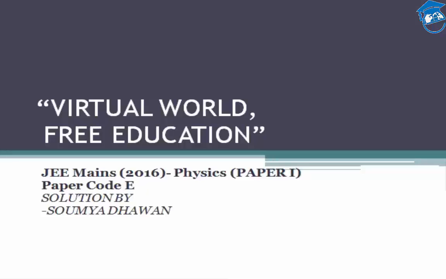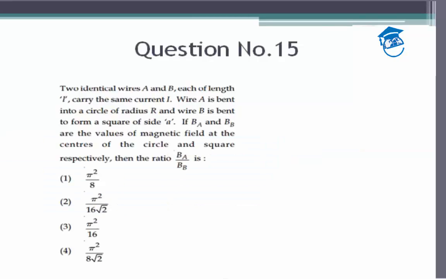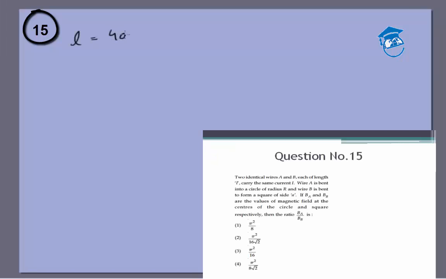In this video, we'll discuss solutions to the 2016 JEE Mains Physics question paper. Let's do question 15 now. We have two wires carrying the same current. Wire A is bent into a circle of radius r and wire B is bent into a square of side A. So the first equation we'll get is L is equal to 4A is equal to 2 pi r.